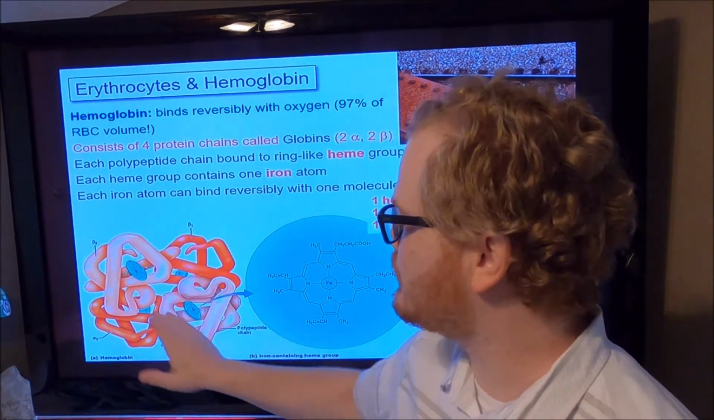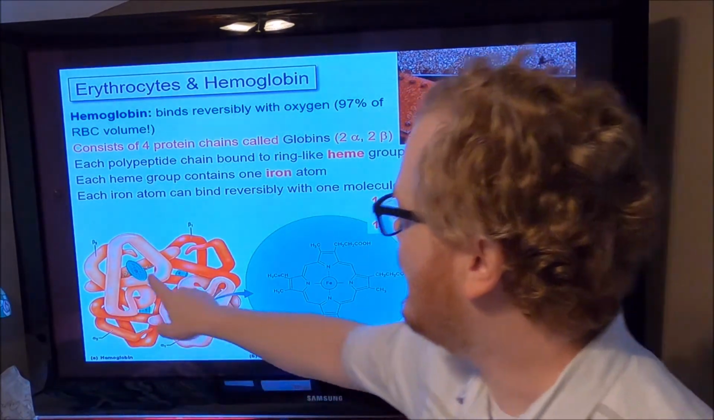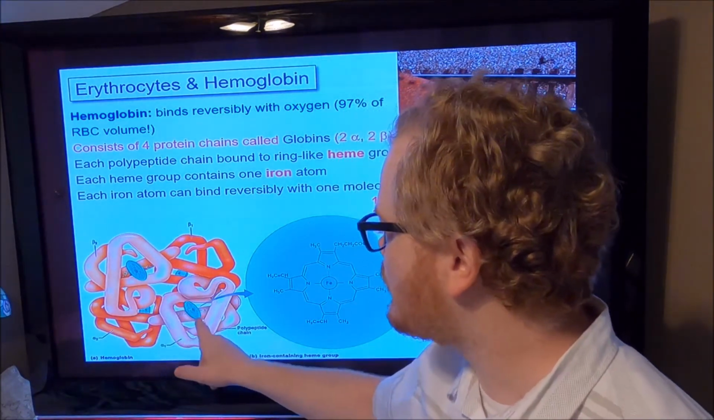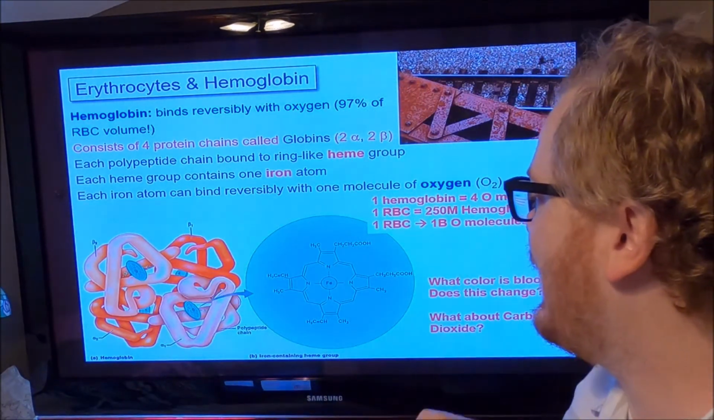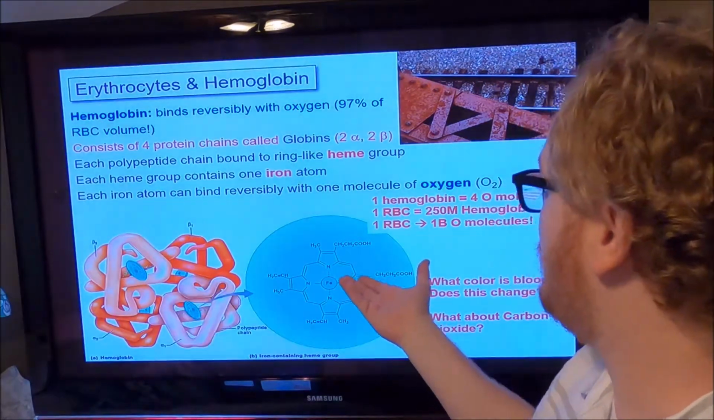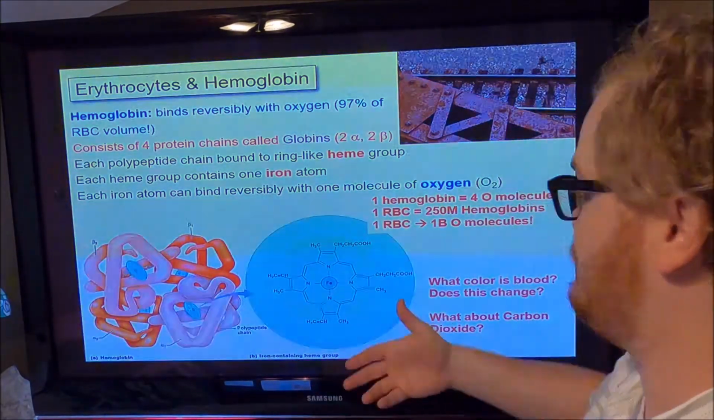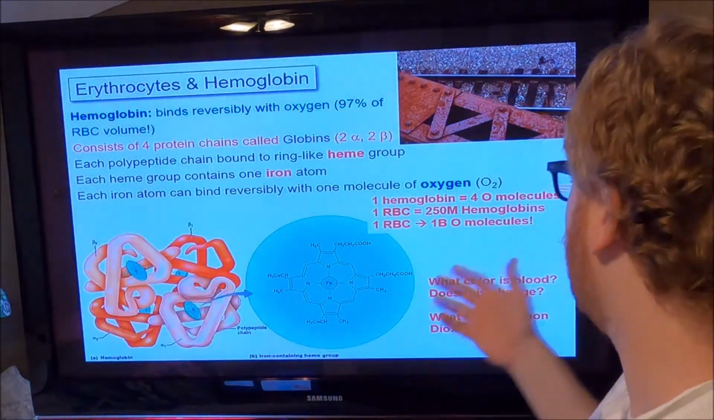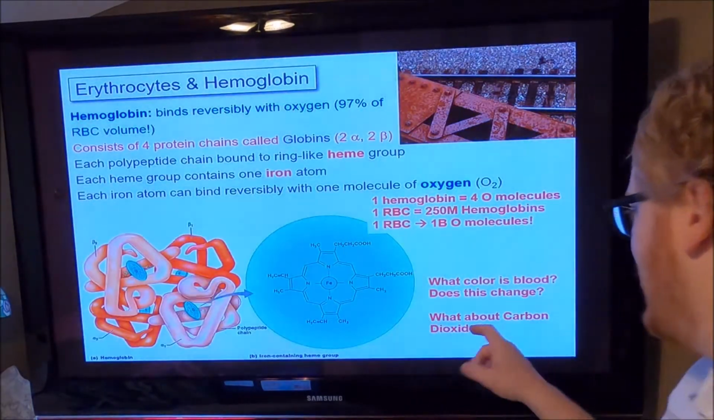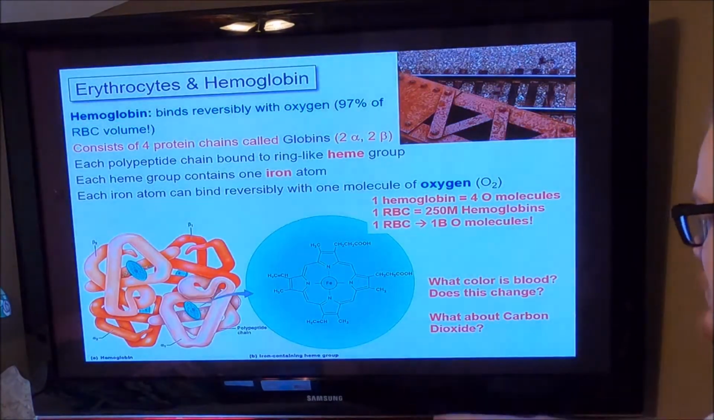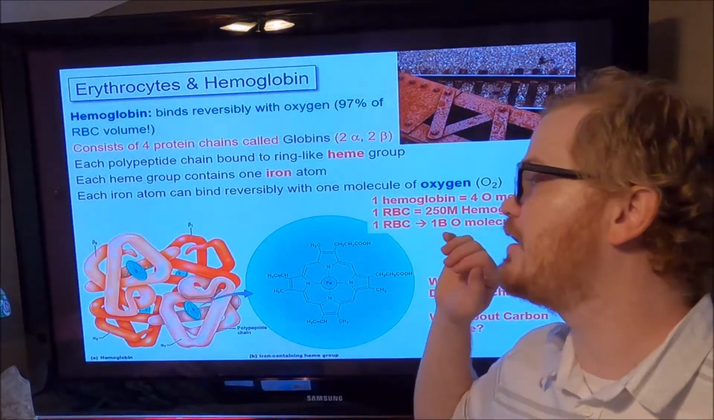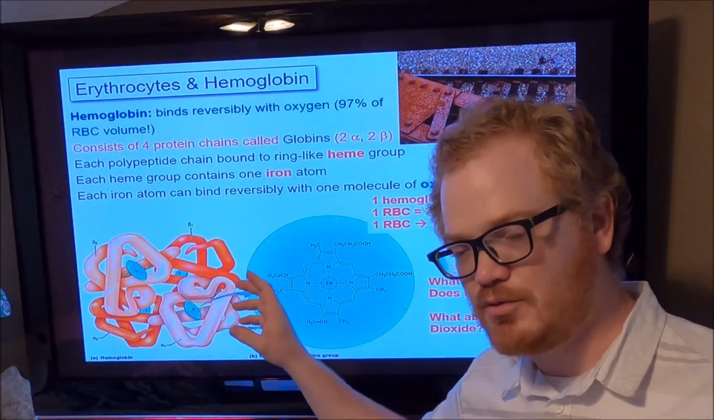So 1, 2, 3, 4 quaternary protein, 1, 2, 3, 4 heme groups, all bearing a single iron atom, which will bind reversibly to oxygen, which is great. This is how they carry oxygen. Again, what color is blood? It's red. It changes as a result of oxygen content. Carbon dioxide can be carried in small amounts in a red blood cell.